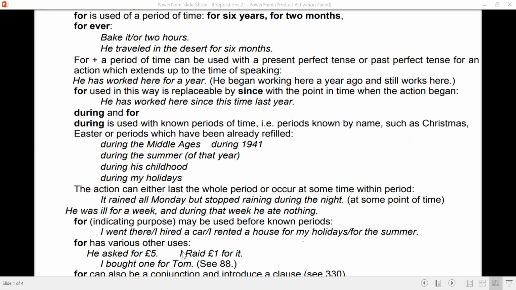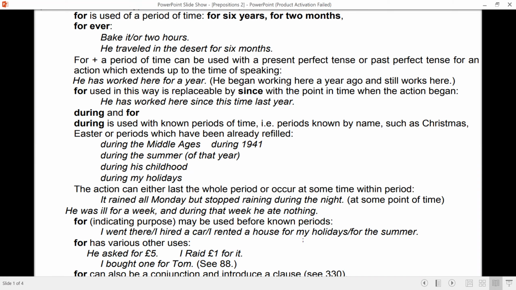For as various other uses. For example, he asked for £5, then I paid £1 for it. So this is not rate. Actually, this is paid. There is again a typing mistake over here. I bought one for Tom, etc. So these are purposes. For can also be a conjunction and introduce a clause.